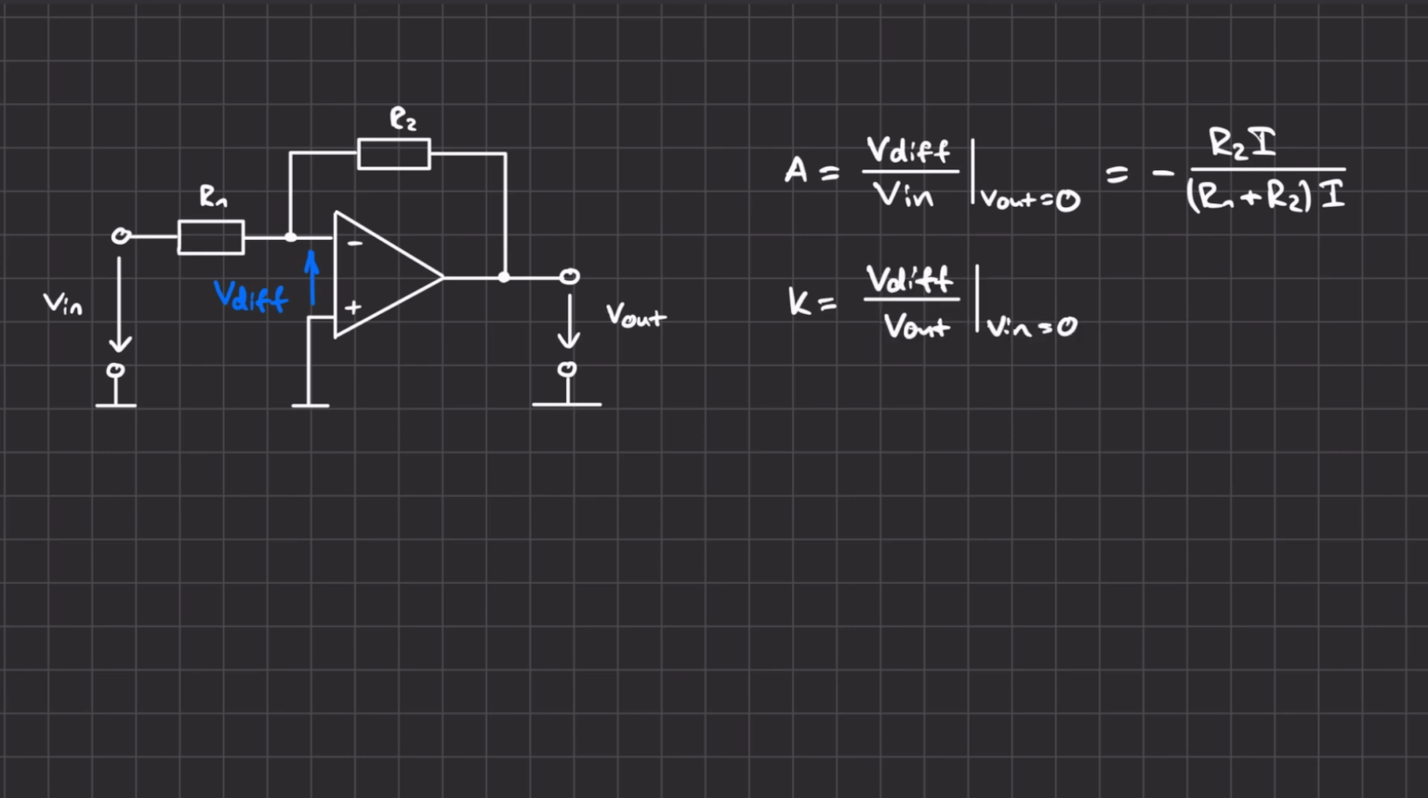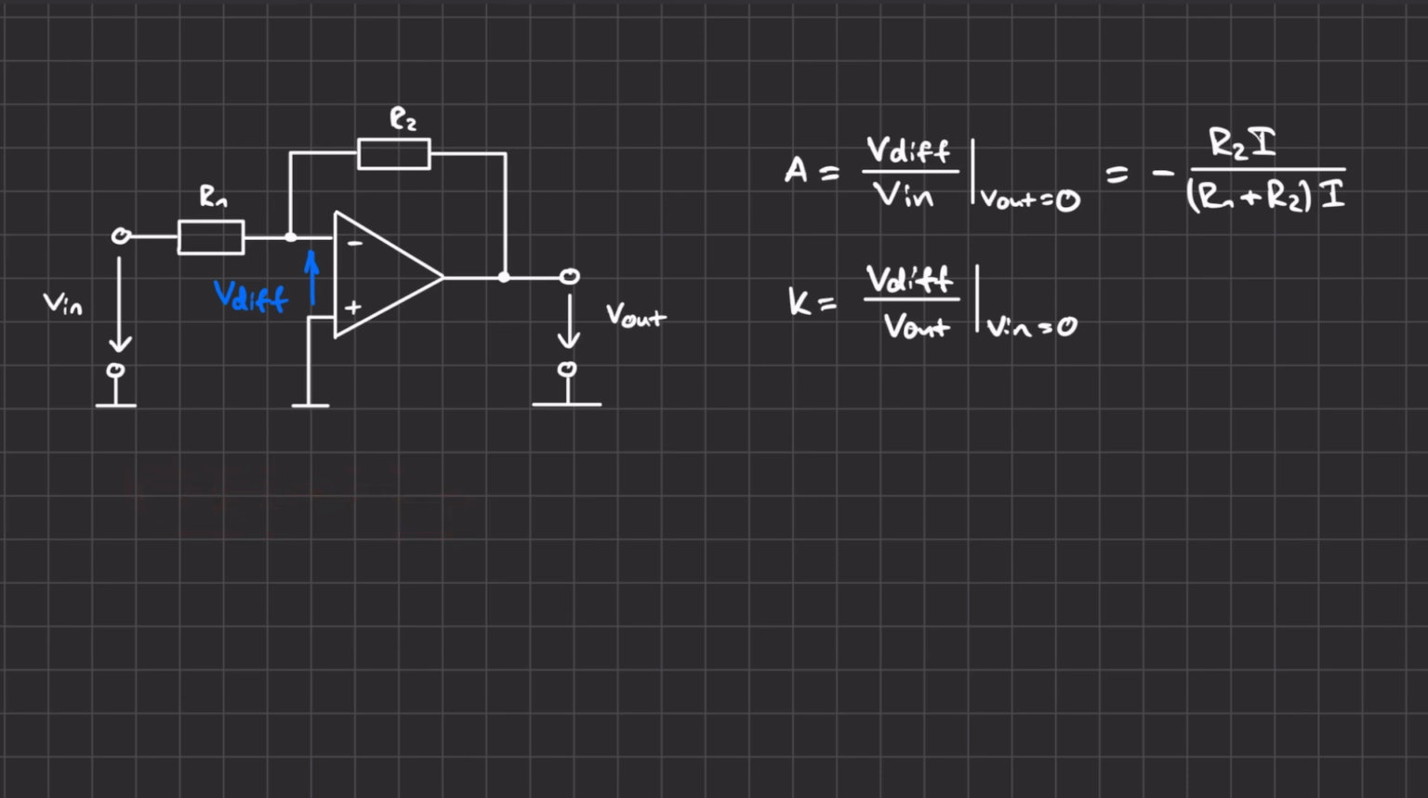is 0, we can just imagine this path to be a short circuit. So for the differential voltage, we can go this loop to ground, and we get that the differential voltage is the voltage over the resistor 1.